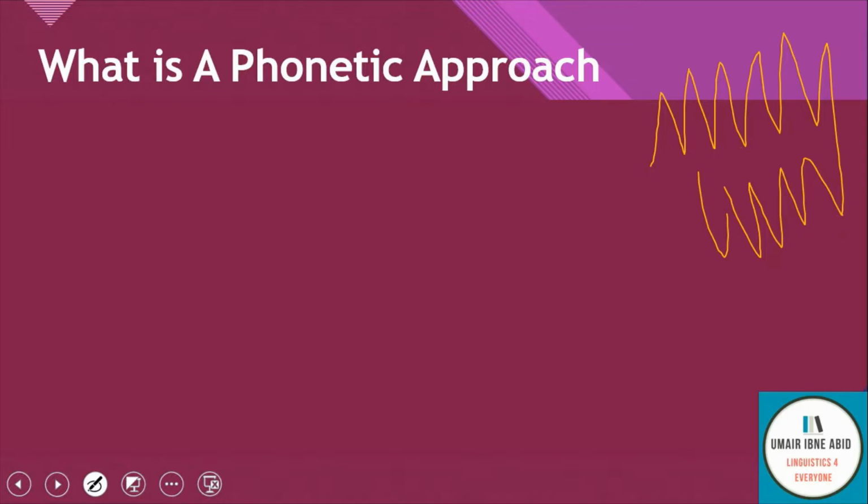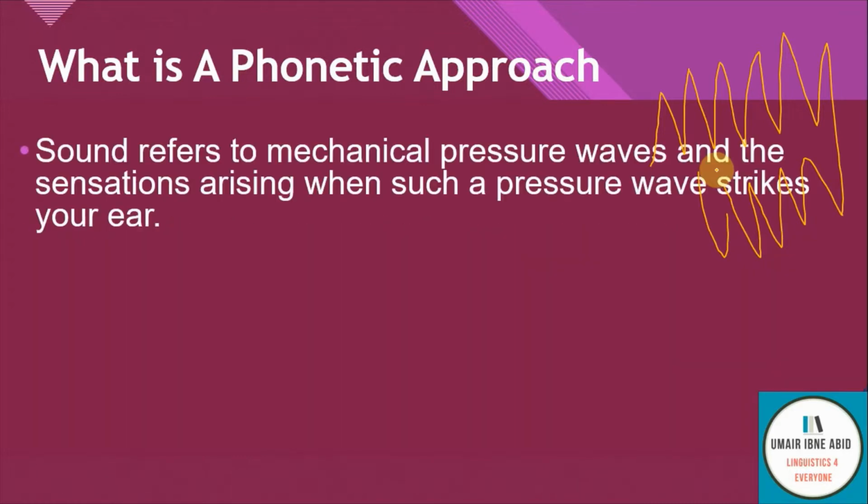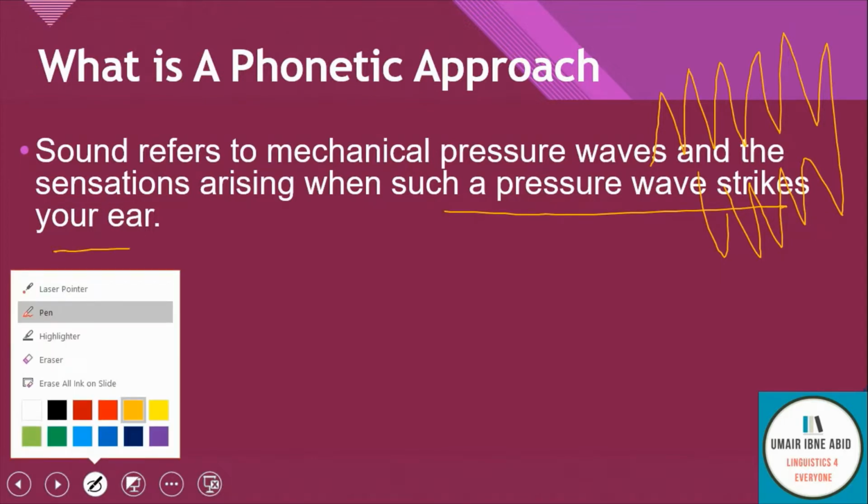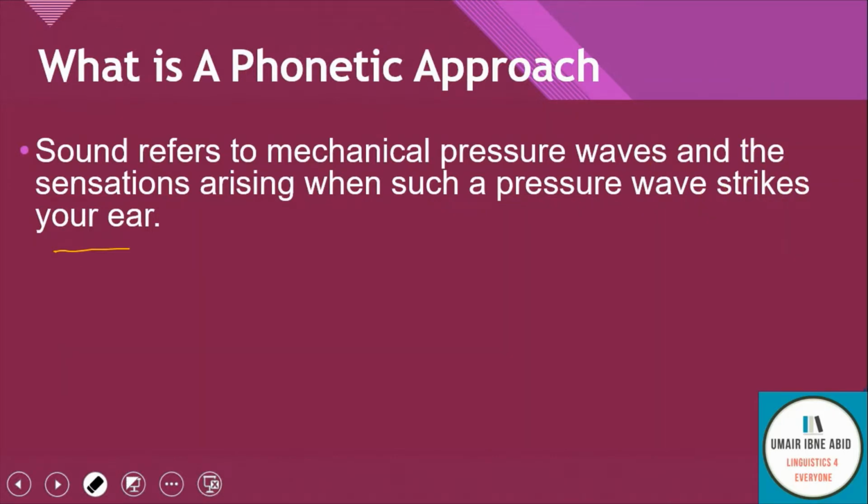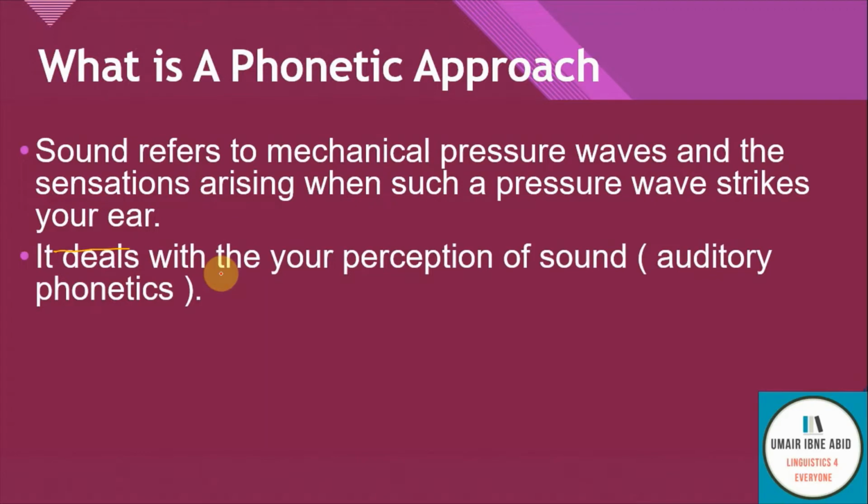So now we are going to look at syllable in this way. Although we will not look at these graphs, we are going to look at how syllables become more prominent, or which things are more prominent in a syllable. So this definition: sound refers to mechanical pressure waves and the sensation arising when such a pressure wave strikes your ear. So whenever you listen to some sounds, before the sound reaches your ear, it generates a pressure wave and then it strikes your ear. Actually this deals with acoustic phonetics, whereas a phonetic approach also deals with your perception of sound, how you hear a sound.